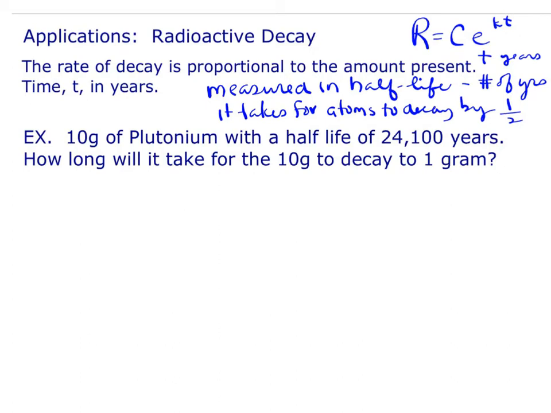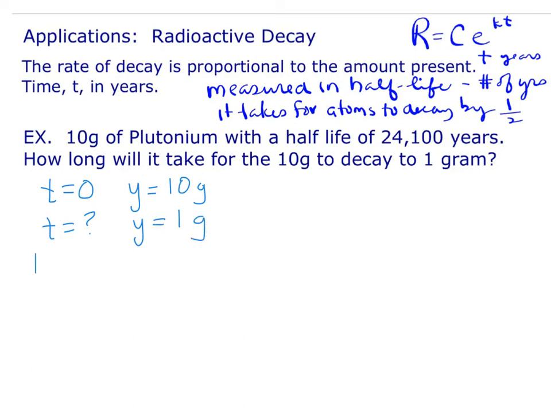Okay, so the example is 10 grams of plutonium with a half-life of 24,100 years. How long will it take for 10 grams to decay to 1 gram? All right, so it's not a half-life, so it's going to be 10 and then down to 1. All right, so let's write our givens, just like we had on the previous problem. At t equals 0, y is 10 grams. So I have 10 grams at the beginning. At some time, I don't know what it is, y will be 1 gram.